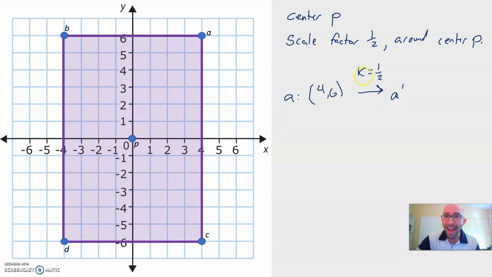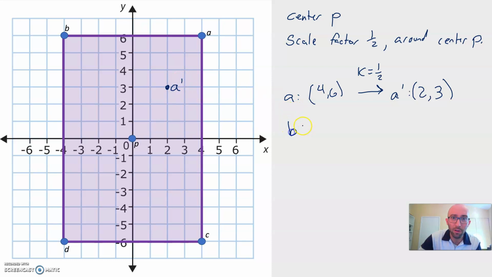Okay, so A prime, 1/2 of every number. Multiplying by 1/2 is the same as dividing by 2. So 4 times 1/2, or 1/2 of 4, is 2, and 1/2 of 6 is 3. All right, so go over here. A prime is over 2, up 3. Put a little A prime there.